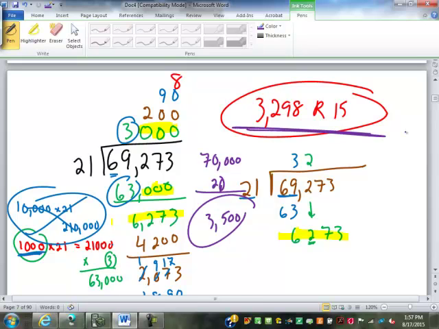When our calculator pulls out 3,298 point something, technically what would that be?